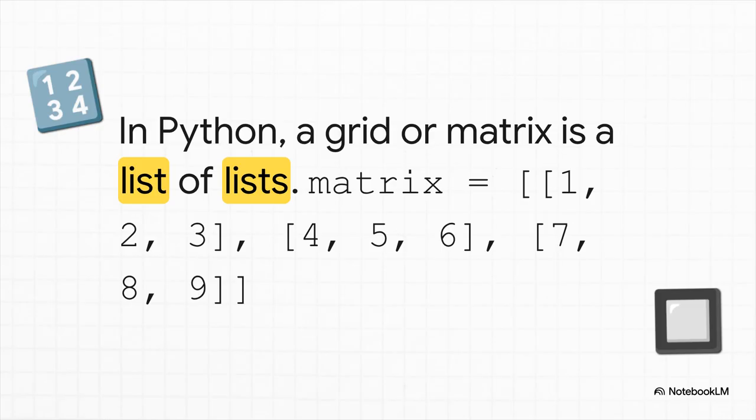It's just a list where every single item inside is another list. Just think of it like this. The big outer list holds all of your rows, and each one of those little inner lists is a row with all its data. Okay, so how do you pluck just one number out of that grid? Well, you just need its coordinates.